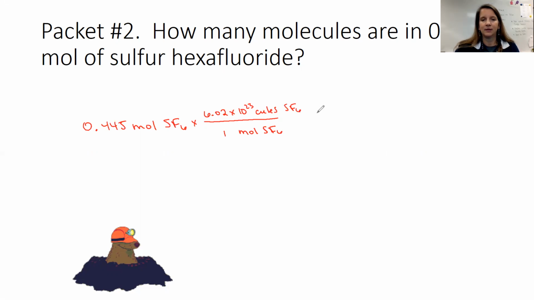SF6. And we can go ahead and solve because we're looking for molecules, and we have molecules up at the top of our conversion factor. So we're going to put 0.445 times, because Avogadro's number is in the top, 6.02 second E23. And we're going to round it to 3 sig figs because our given has 3 sig figs. So our answer would be 2.68. And notice in your calculator it says E23 at the end, so that means it's times 10 to the 23.